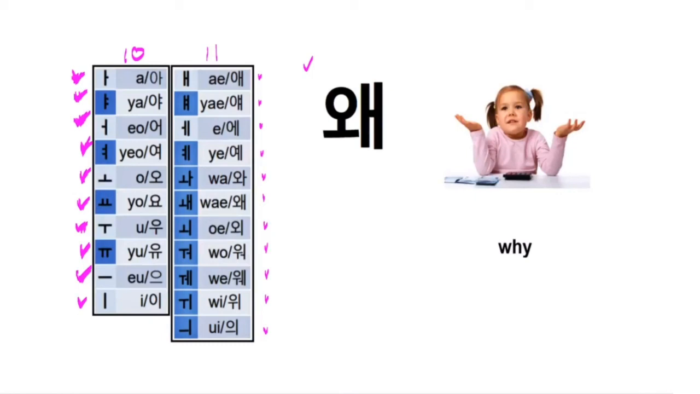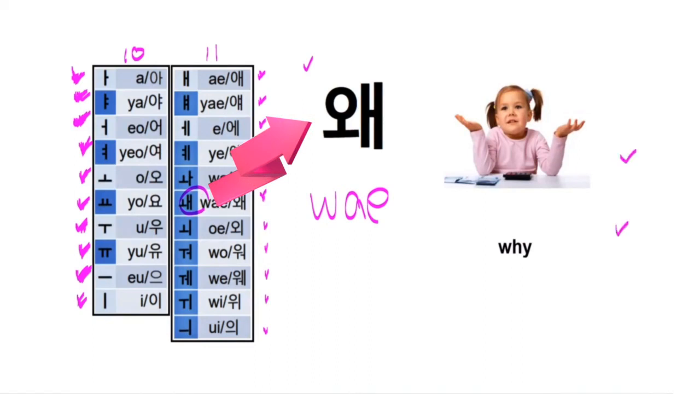You can find where it is. 아, 야, 어, 여, 오, 요, 우, 유, 으, 이, 에, 예, 에, 예, 와, 왜. Yes, here it is. Repeat after me. 왜. It means why. Okay, good. Next.